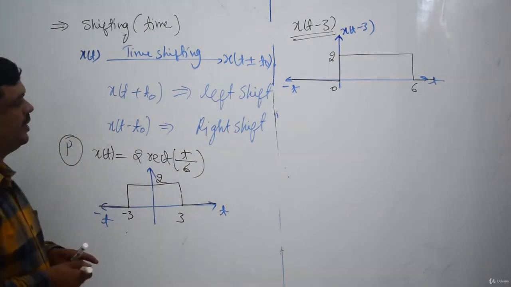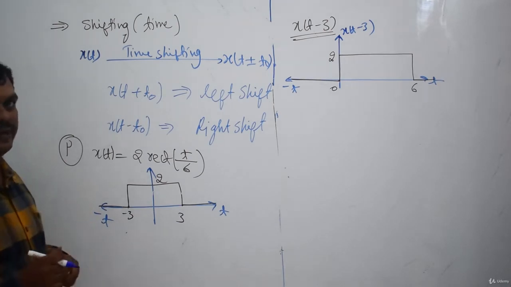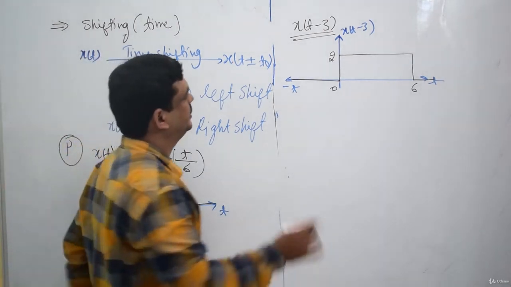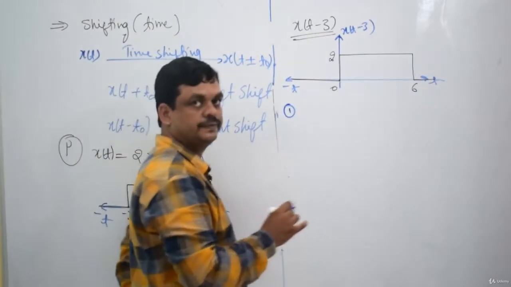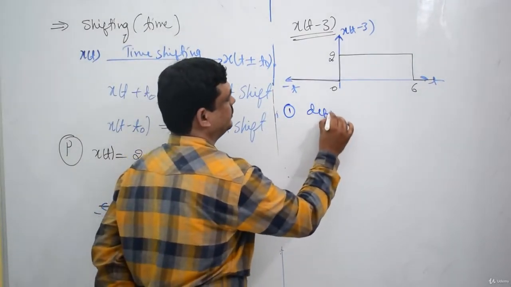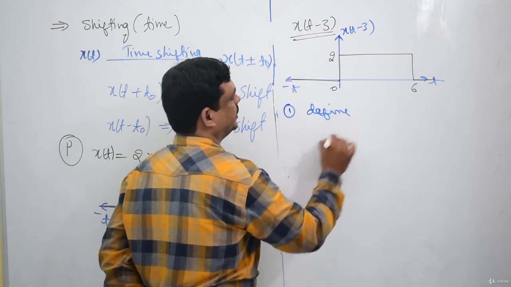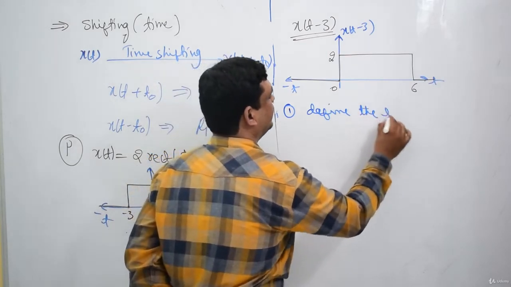To find this type of representation, one simple technique we have to apply. The technique is, first step here, define the limits of the given function.